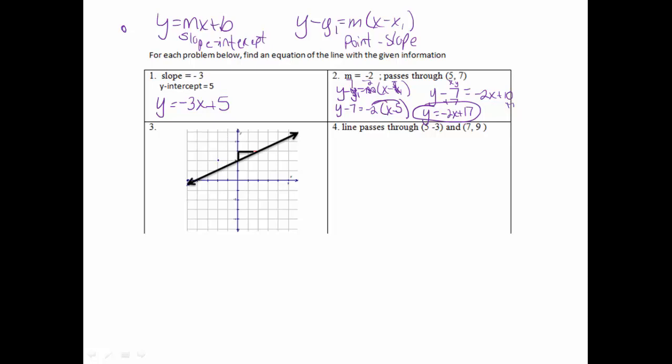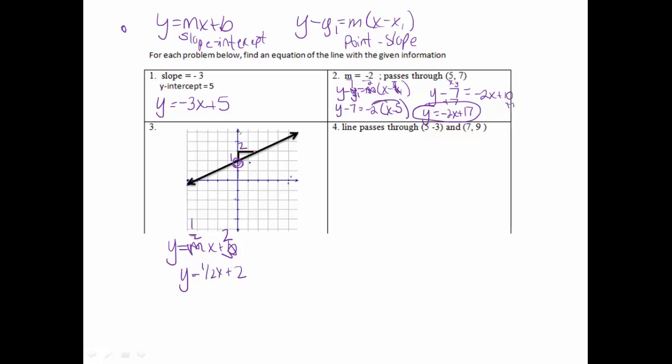Okay, number 3, a couple different ways that I could do this. I believe I'm going to, on this one, actually use the slope-intercept form. So I'm going to use y equals mx plus b, because I notice I have the y-intercept. It's right here. It's hitting the y-axis at 2. And then if I look at the slope, it is up 1 over 2. So my equation would be y equals 1/2 x plus 2.